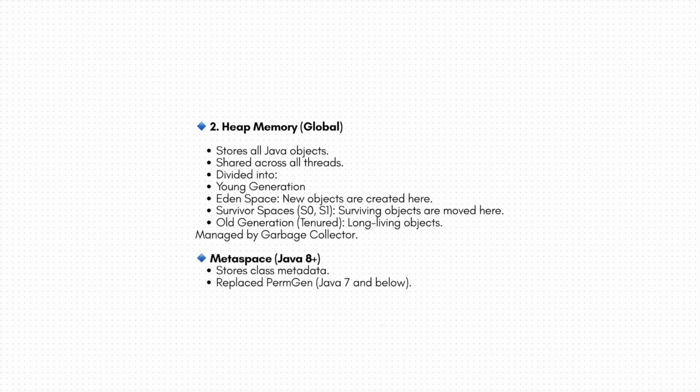Cool. Now let's move ahead, and we have come to a very important part, which is called heap memory. What is heap memory and what does it do? We will understand the entire architecture of the heap memory. Heap memory basically stores all the Java objects. We just saw that it stores all the Java objects and that it is shared across all the threads. Next, it is divided into, first of all, 3 parts. Let me show you how heap memory looks.